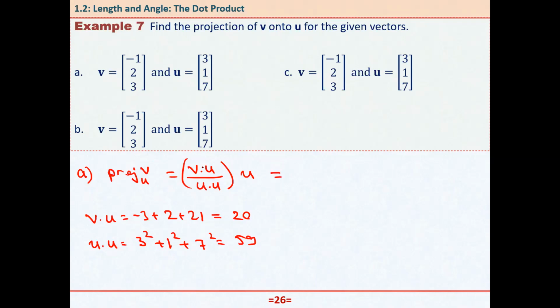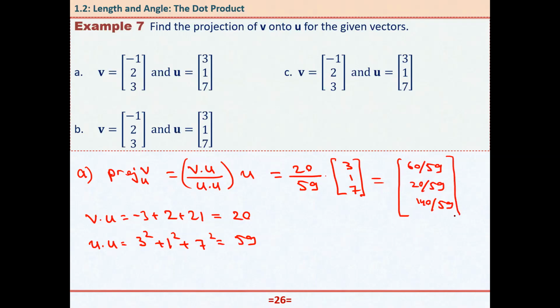So this will be equal to V dot U, which is 20, over U dot U, which is 59, and here we have vector U, which is (3, 1, 7). That is equal to 60 over 59, 20 over 59, and 140 over 59. That is the projection of vector V onto vector U. This is how we evaluate this.